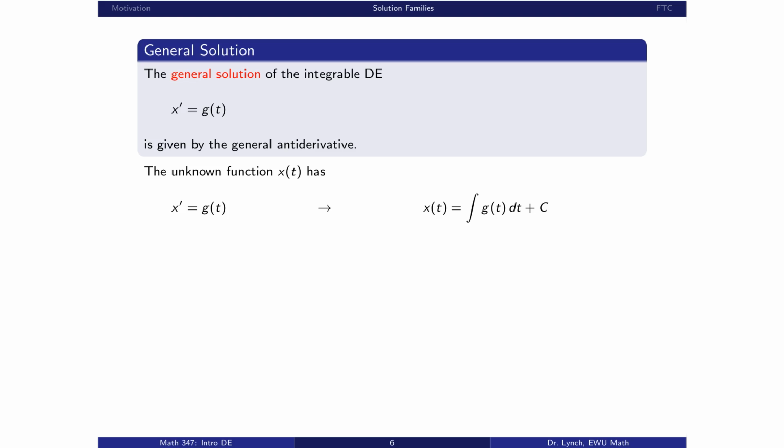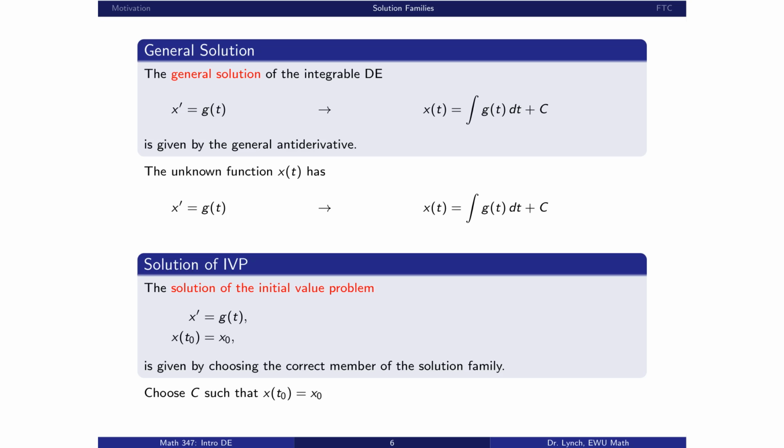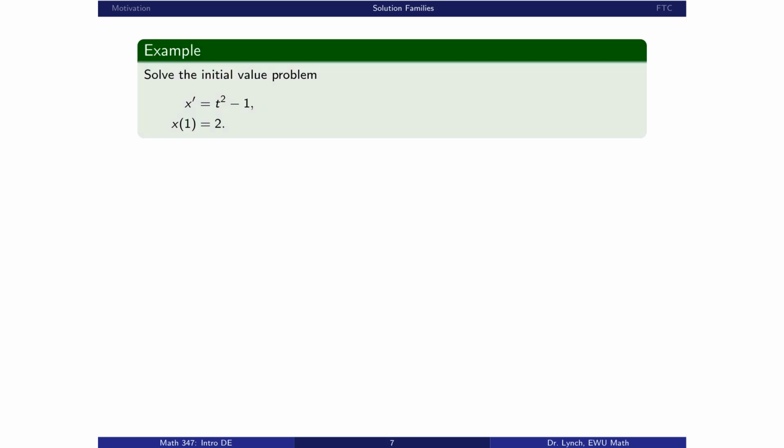Now, on the other hand, if you're given an initial value problem, that is, you know the value of the unknown function x at some time, x of t naught equals x naught, all we have to do is identify the correct constant c such that when you substitute t equals t naught, the value of x is equal to x naught. So here's an example that shows how to solve an initial value problem of an integrable differential equation by finding an antiderivative.